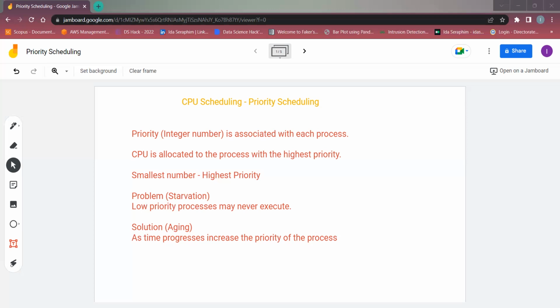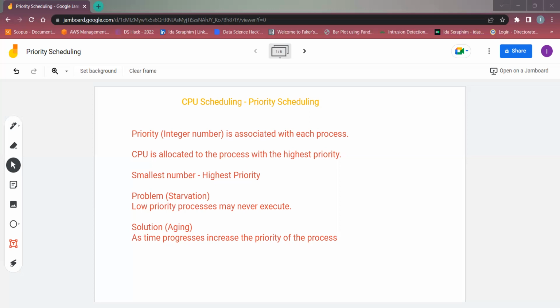to execute. So how can I find out whether a process has the highest priority? I told you each and every process will have an integer number associated with it. That decides the priority of that particular process. The smaller the number, the higher the priority. With that, the CPU will decide whether the incoming process has the highest priority or not.